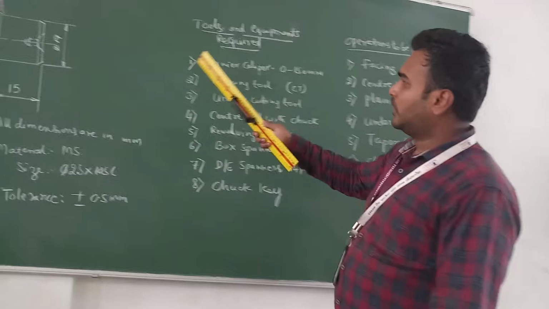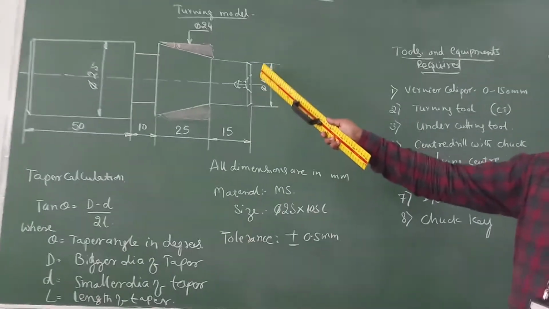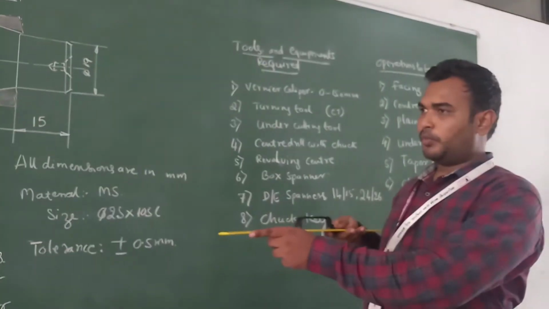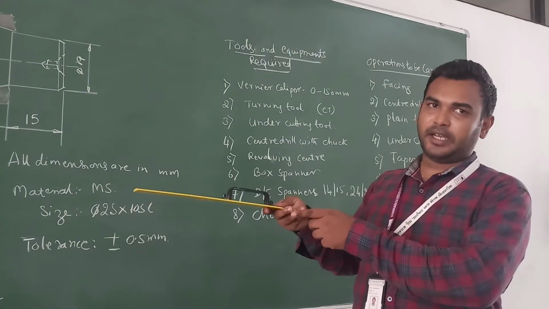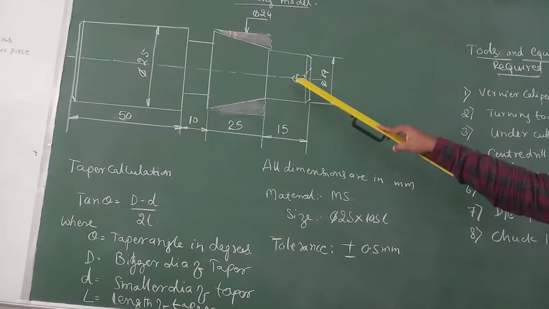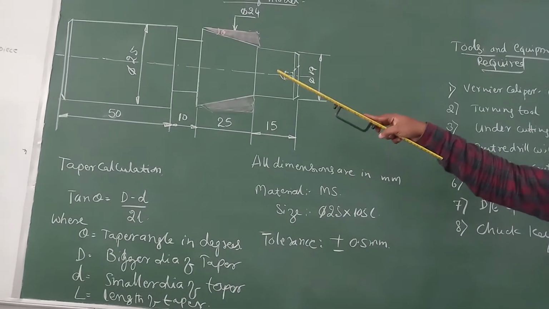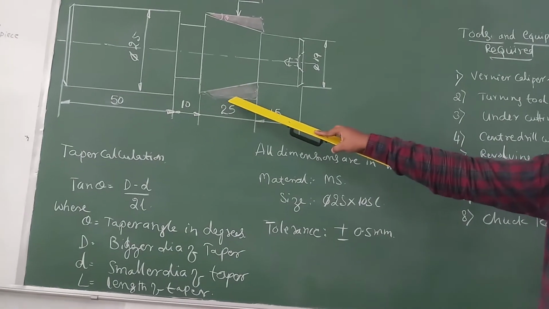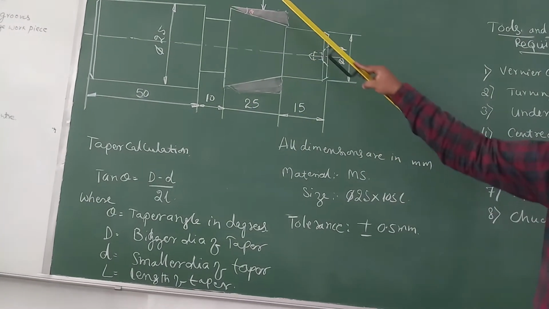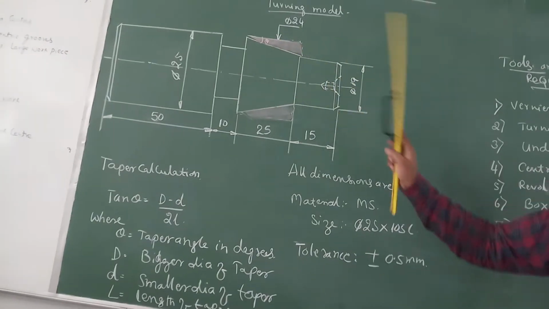You can see here we are going to do a facing operation. Facing operation means the single point cutting tool should be moved perpendicular to the lathe axis to get a flat face. Next we are going to do center drilling, plane turning, which means removing the excess material, and taper turning and undercutting operations. To perform taper turning, we have to calculate the taper angle.